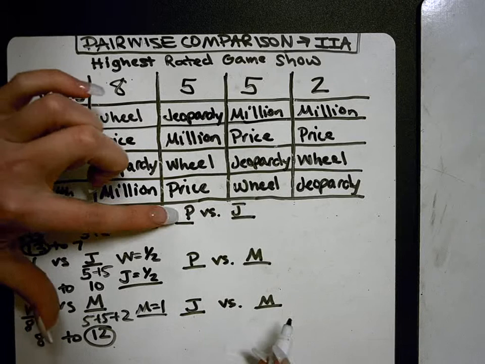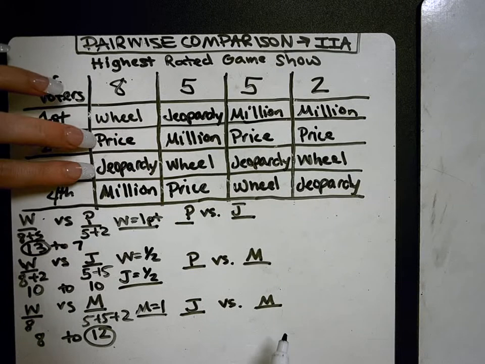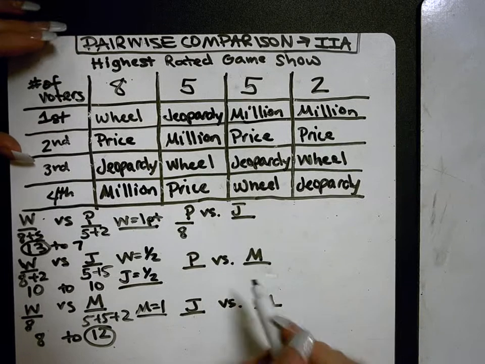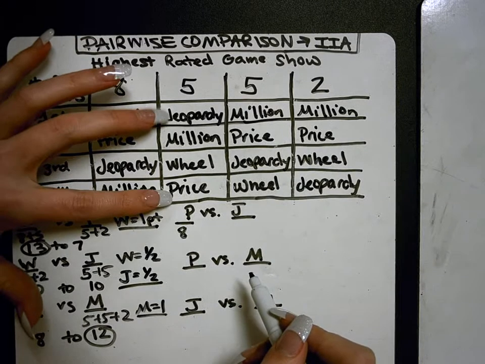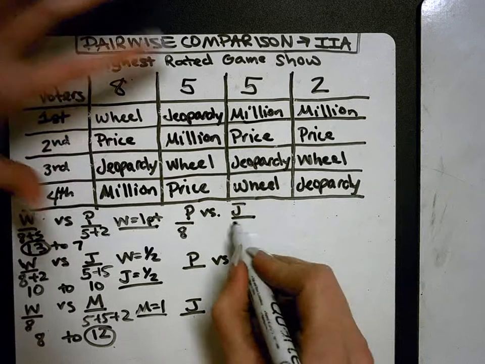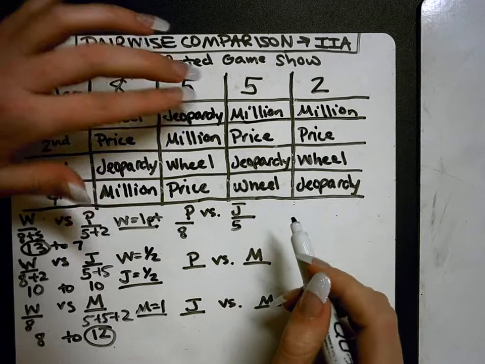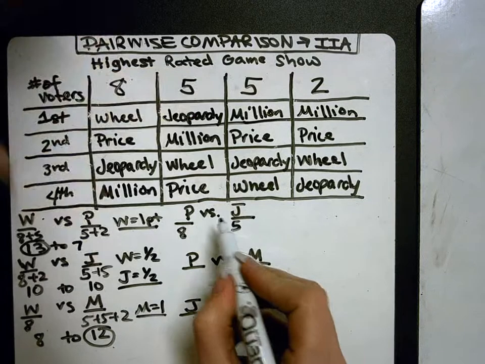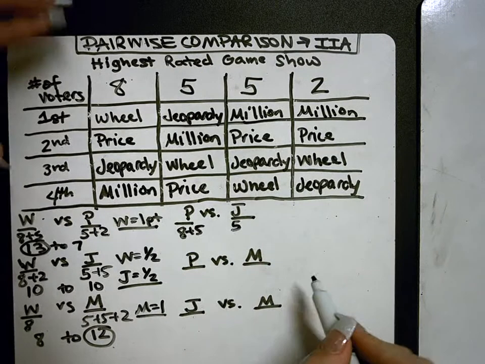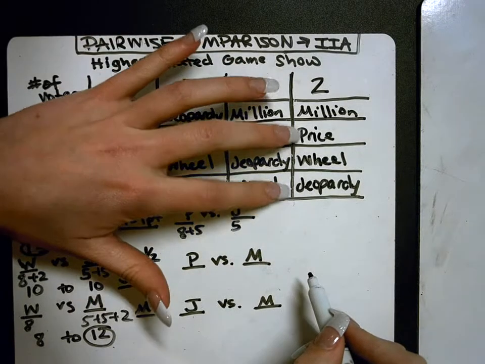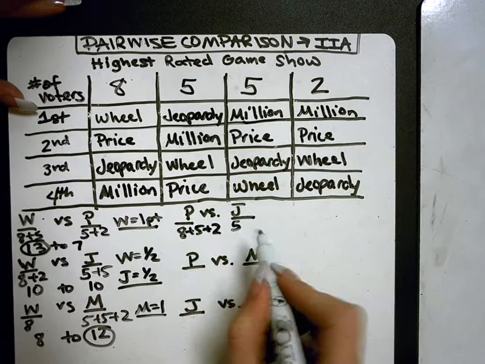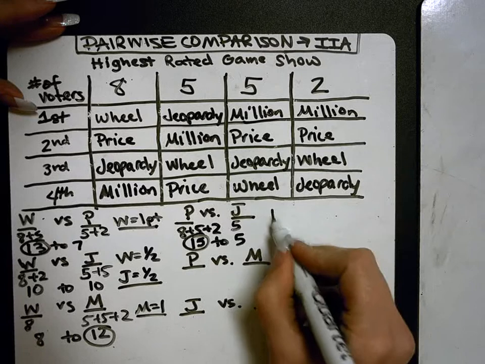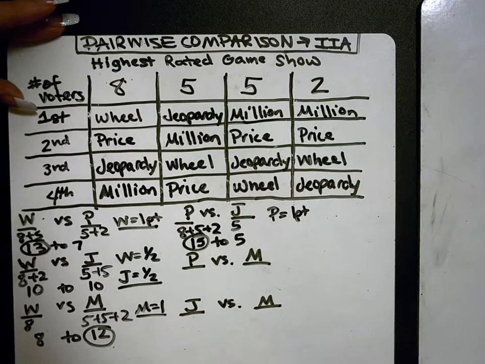Now we're going to move over here to price versus Jeopardy. First column, price is listed higher, price is preferred, price gets 8 points. Second column, price versus Jeopardy. Jeopardy is preferred, Jeopardy gets 5. Price versus Jeopardy right here, price is preferred, so price gets 5. And lastly, price is preferred again, so price gets 2. So that is 15-5. Price wins, price gets 1 point.